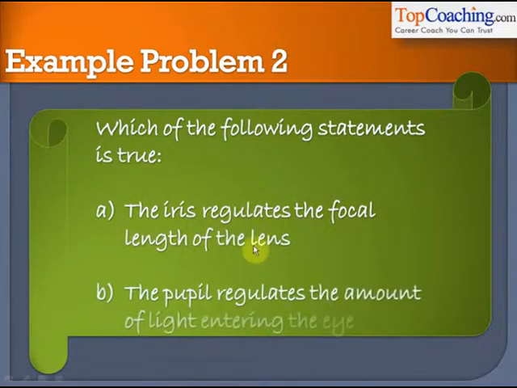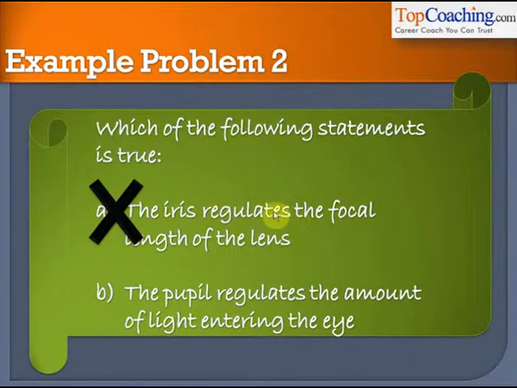The first option says the iris regulates the focal length of the lens. This option is clearly wrong. The ciliary muscles regulate the focal length of the lens. The iris regulates the opening of the pupil, isn't it?